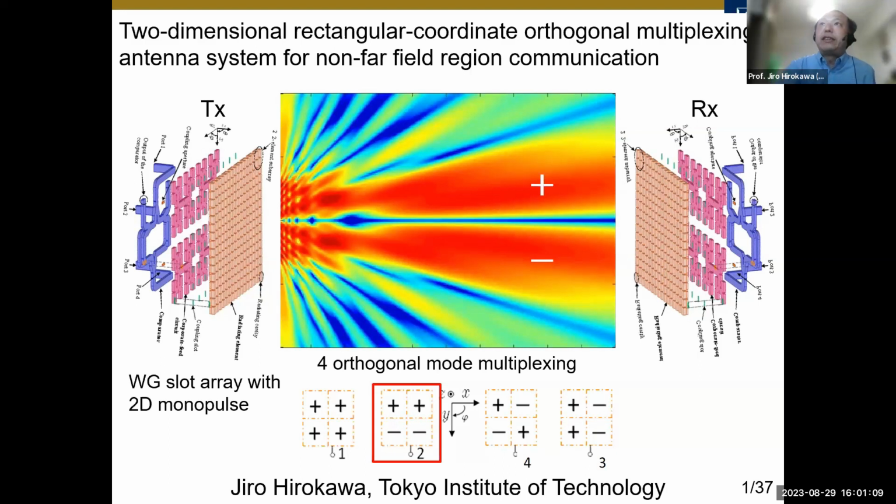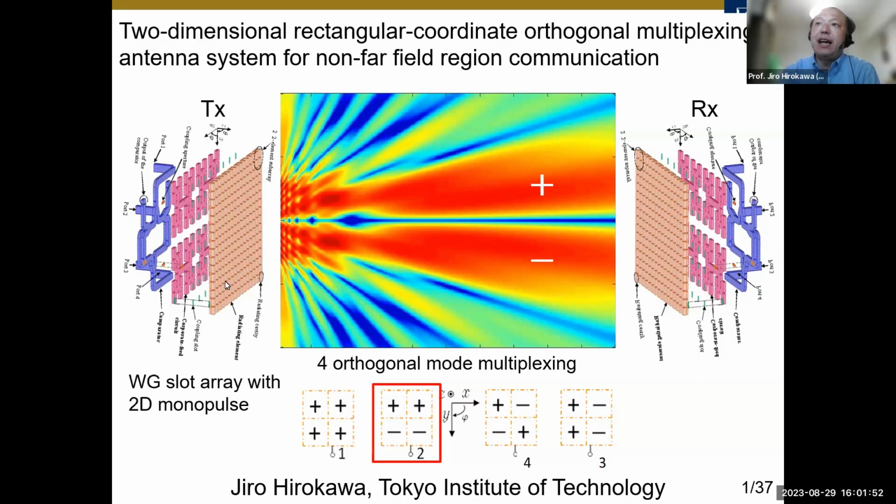Today's title is the two-dimensional rectangular coordinate orthogonal multiplexing antenna systems for non-far field region communication. This page shows the system configuration. We have the TX antenna on the left side and the RX antenna on the right side, and these two antennas are identical. They are waveguide slot array antennas having two-dimensional monopulse circuits.